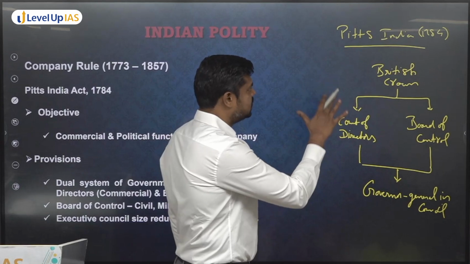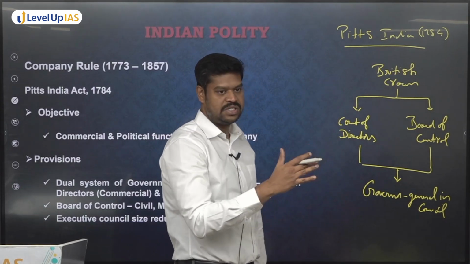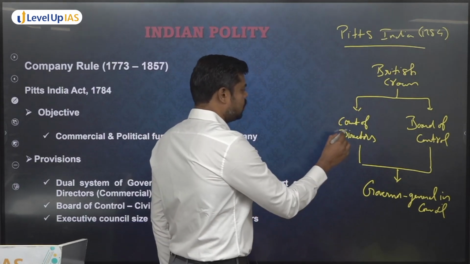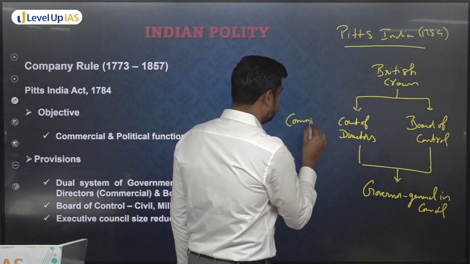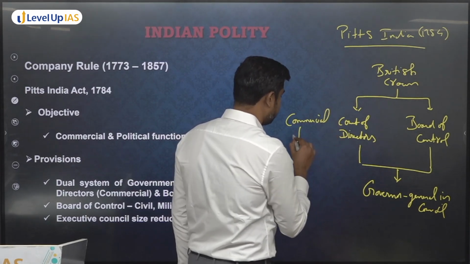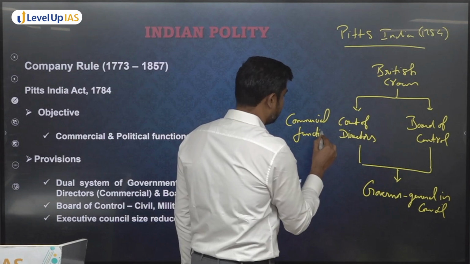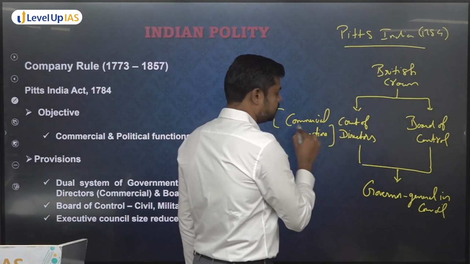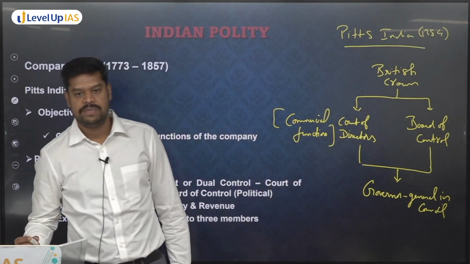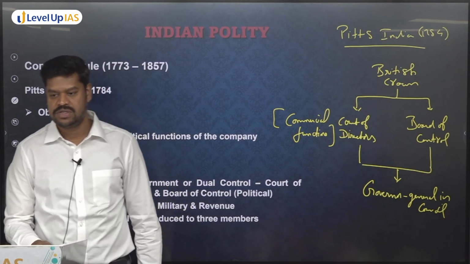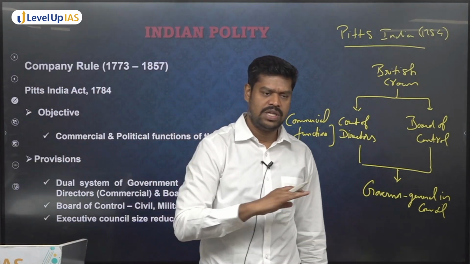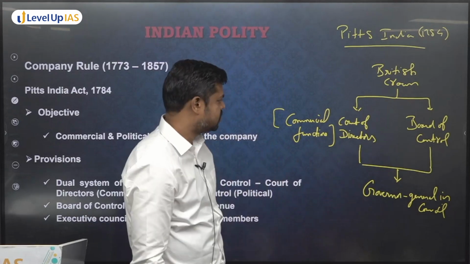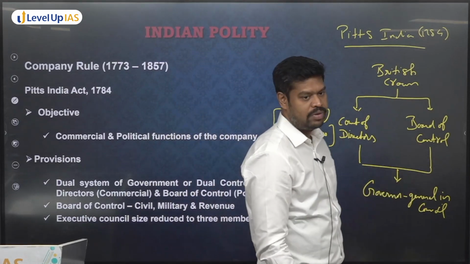But now what the Pitt's India Act has done, to increase the efficiency of the company, is that the court of directors would be responsible only for the commercial functions of the company. So what do you mean by commercial functions? Only the trading related activities, nothing more than that. So you are eligible only for the commercial functions. But the board of control will be eligible for all.